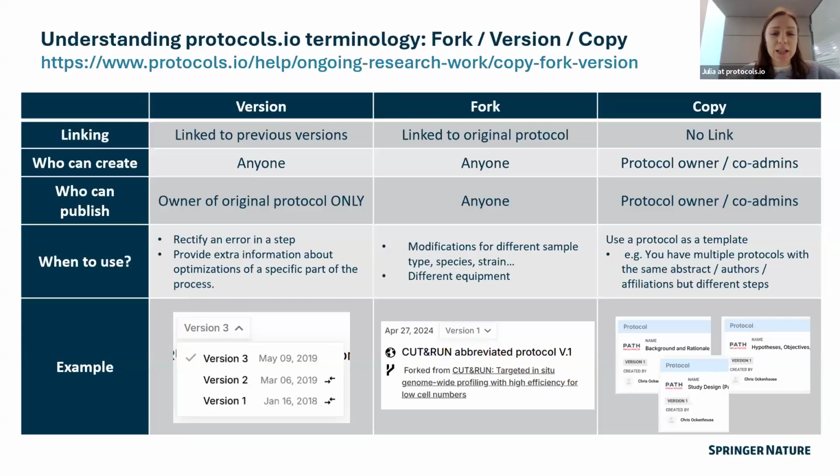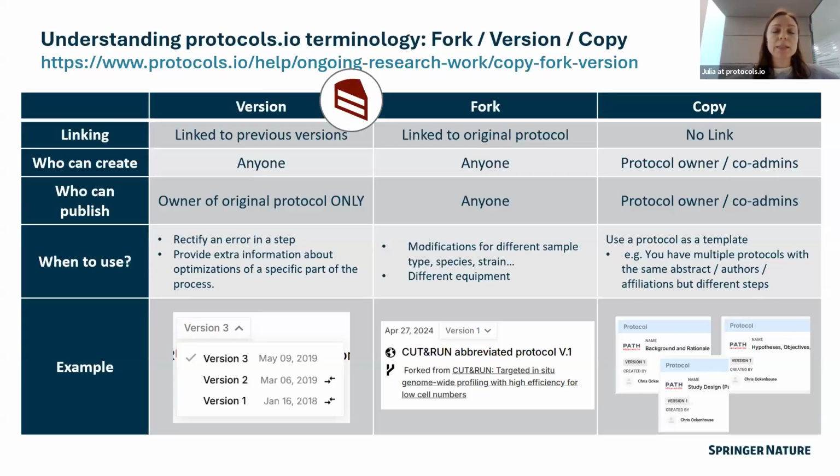And I have a nice analogy that I like to talk about to demonstrate the differences. So if we think about a recipe for chocolate cake, if you improve that recipe, add more sugar, cook it for longer or shorter, then that would be a new version. And so we're looking at a fork next.